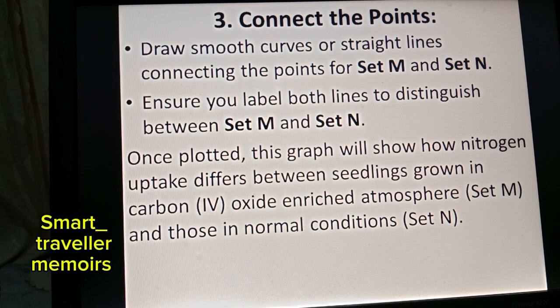Number 3, connect the points. Draw smooth curves or straight lines connecting the points for set M and set N. Ensure you label both lines to distinguish between set M and set N. Once plotted, this graph will show how nitrogen uptake differs between seedlings grown in a carbon dioxide-enriched atmosphere and those in normal conditions.